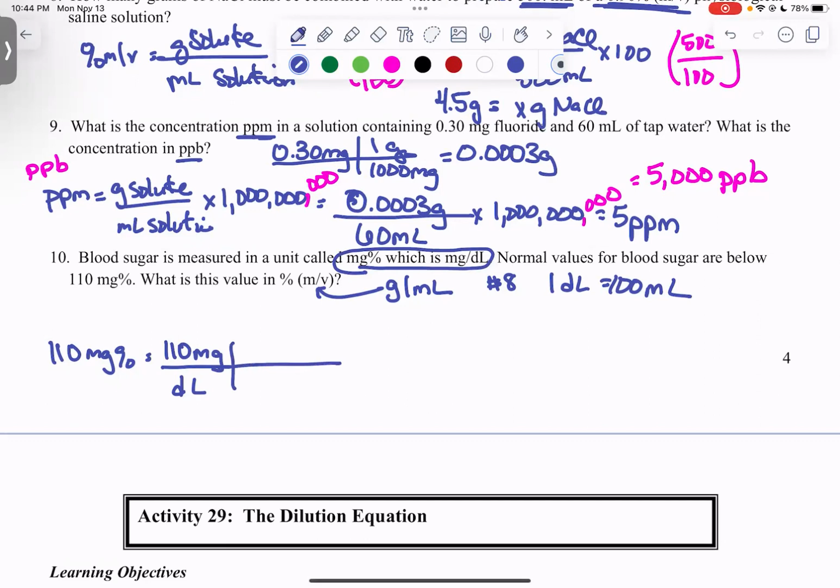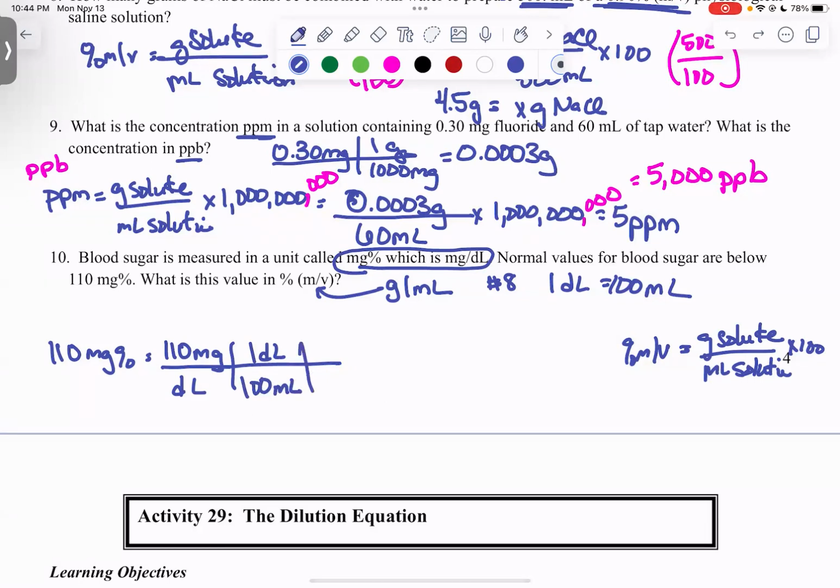Now I'm going to take this and do dimensional analysis to get to the units that I want, because we're trying to calculate percent mass by volume. Well, what do I want? I want grams of solute over milliliters of solution times 100. So I want to end up in grams per milliliter. So I'm going to have to convert both of my units. Let's do deciliters first. I know in 1 deciliter, I have 100 milliliters, and that is the unit I want. So that's good. Because my deciliters canceled, I'm ending in milligrams per milliliter.